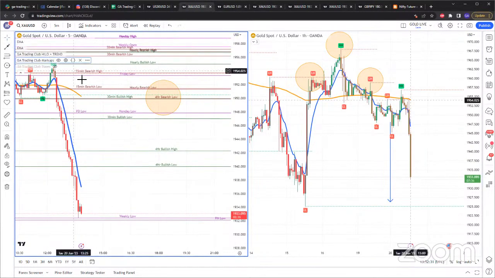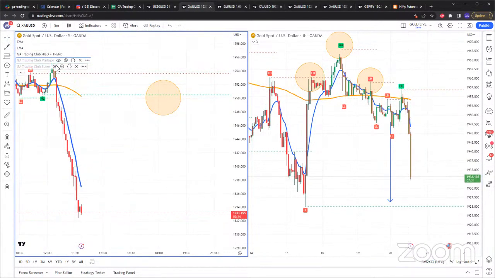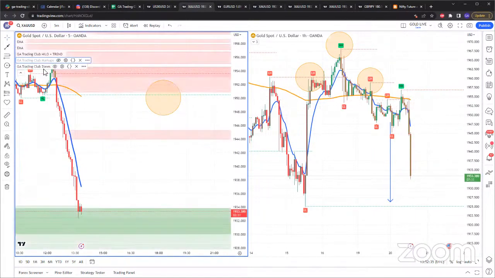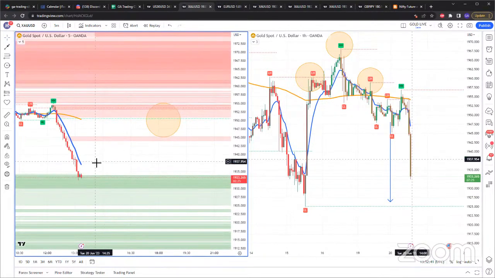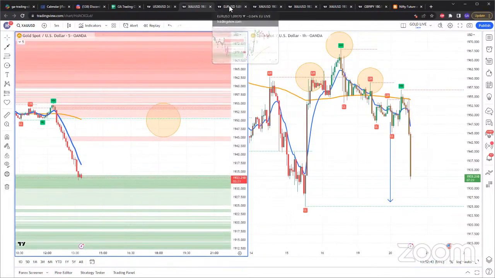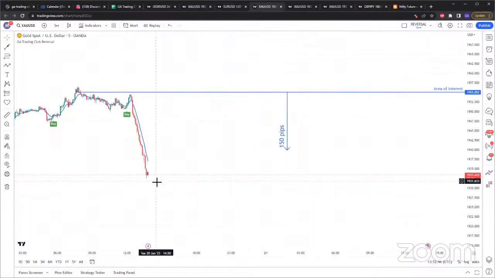We also, if I turn on the zones indicator, let me turn off the markups just so that the chart can be a little bit cleaner. You can see gold is in a demand zone. It's actually in a demand zone within a demand zone, but I'm not going to front run it. I'm going to wait for that confluence, and then I'll enter the reversal for gold.